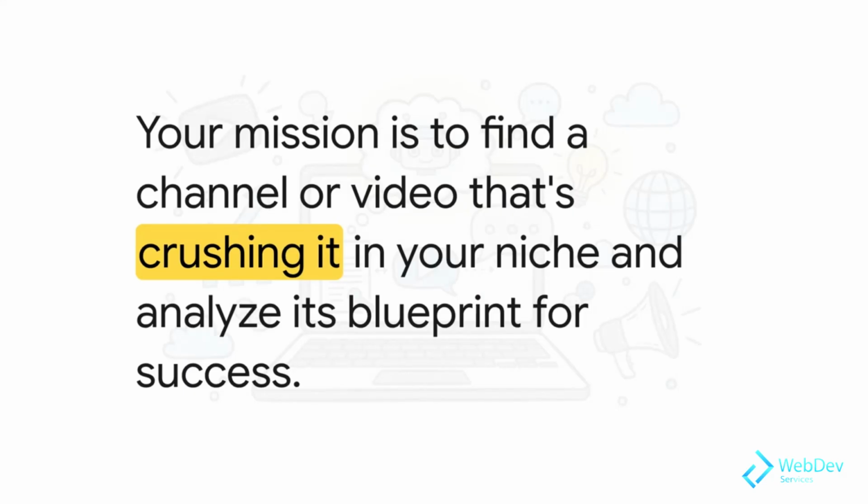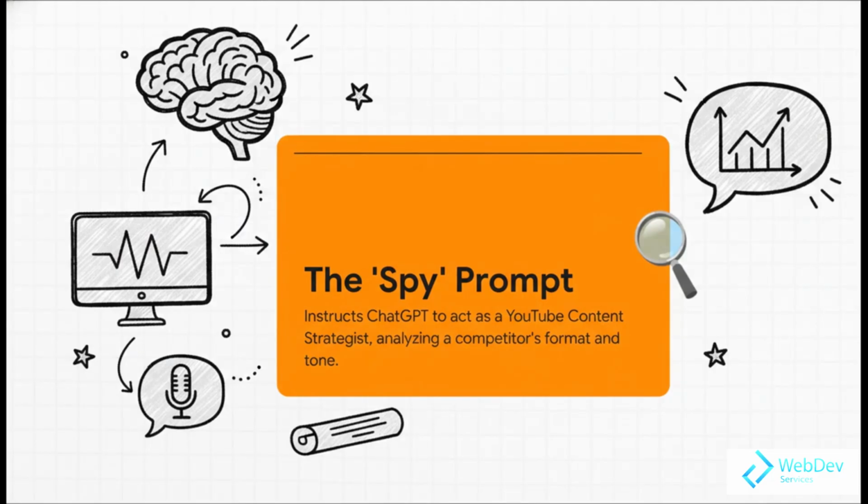First up, detective work. Your mission, should you choose to accept it, is to find a channel or even just one specific video that is absolutely crushing it in your niche. You have to understand their blueprint for success before you can start building your own masterpiece. And to do this, we use something called the spy prompt. It's pretty cool. You basically just feed ChatGPT a link and tell it to act like a pro YouTube strategist. It'll then break down that video's entire format, its style, its emotional triggers. It tells you exactly why it's so successful. That's how you get the blueprint.